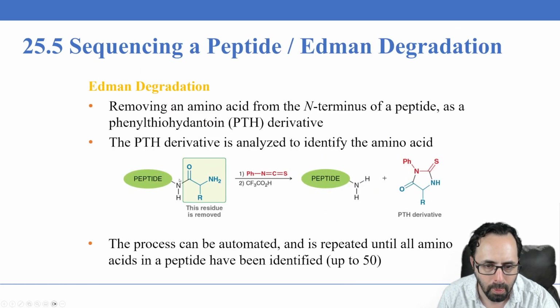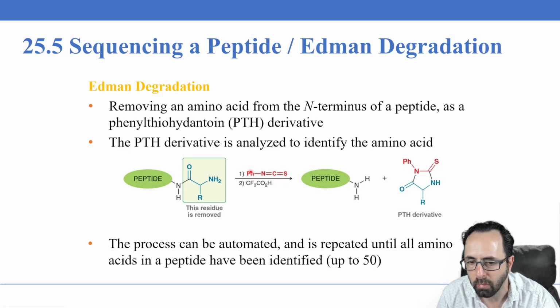I'm trying to use a laser pointer. Okay, there we go. The N-terminus end. And so that's going to react with this PTH derivative, which contains nitrogen, double bond carbon, double bond sulfur, and the nitrogen bonded to a phenyl group, along with a trifluoroacetic acid. And that will basically hydrolyze this last peptide bond and remove one amino acid.